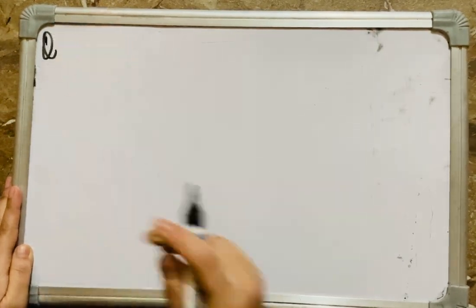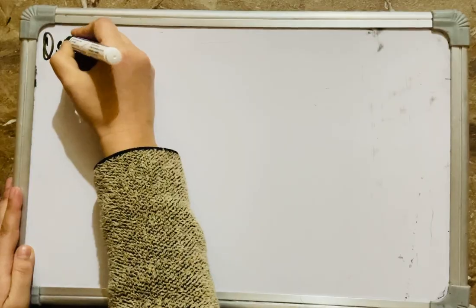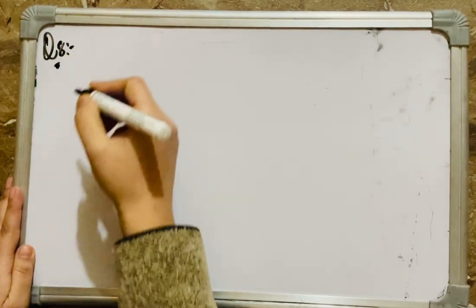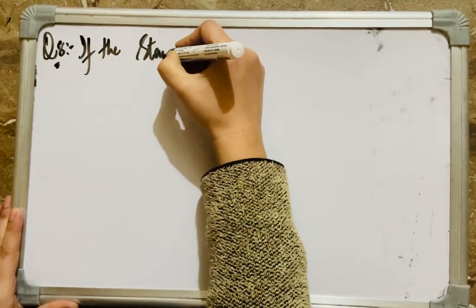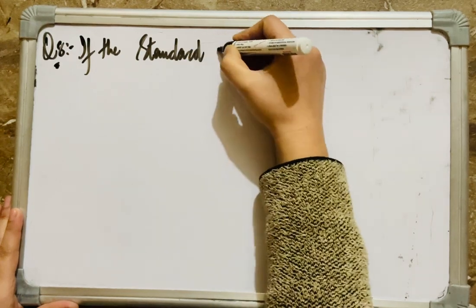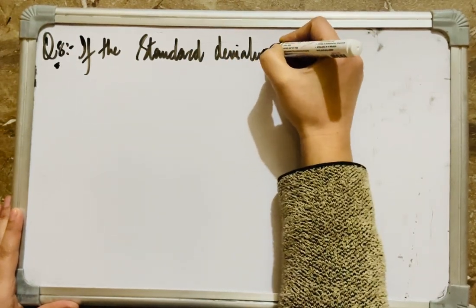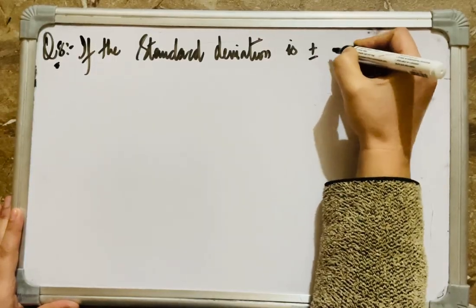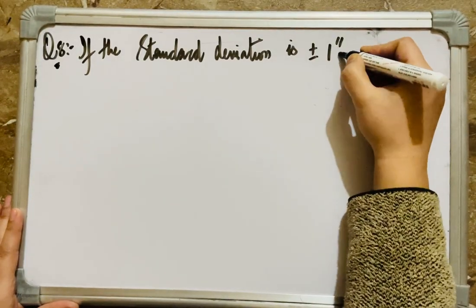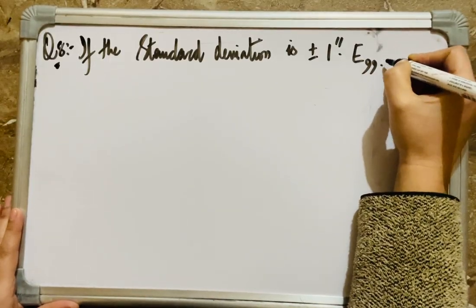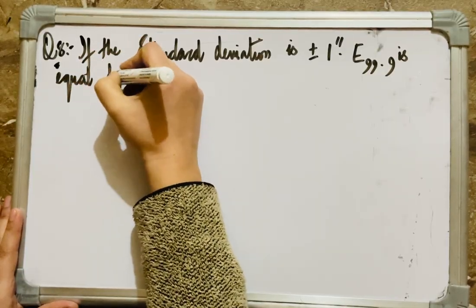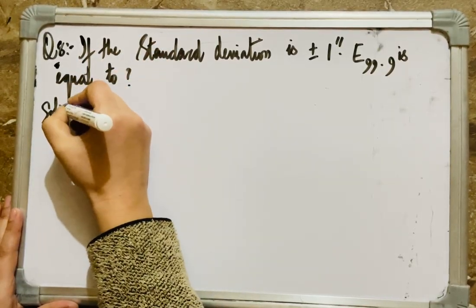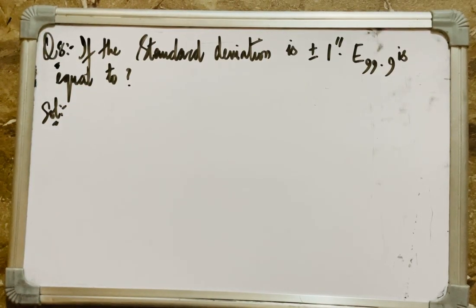This is question number 8. Question number 8 says, if the standard deviation is plus minus 1 seconds, E 99.9 is equal to.